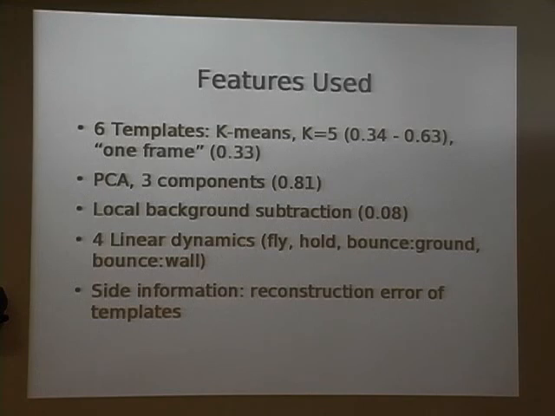Linear dynamics, we're going to include 4 different dynamics features, and these are just the standard physics that you get for a ball in flight, a ball bouncing off the ground, a ball bouncing off the wall, and a sort of Brownian motion, a random dynamics for when the player is holding the ball, because we don't have a good a priori notion of how the ball is going to move. Our side information, again, is reconstruction error of the templates. How well do they match?